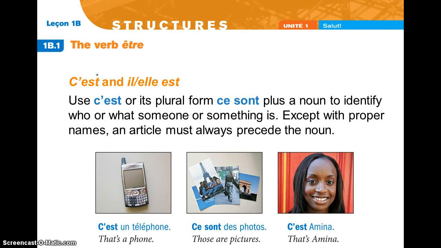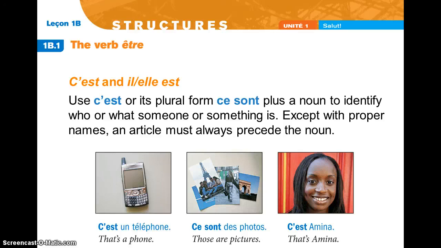Now write c'est and il or elle est. Use c'est or its plural form, ce sont, plus a noun to identify who or what someone or something is. Except with proper names like Georges, Claude, Sandrine, etc., an article must always precede the noun.